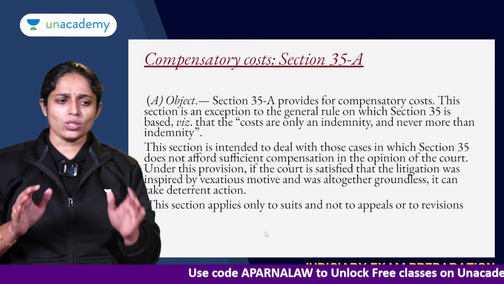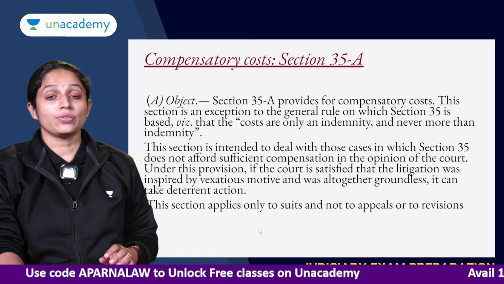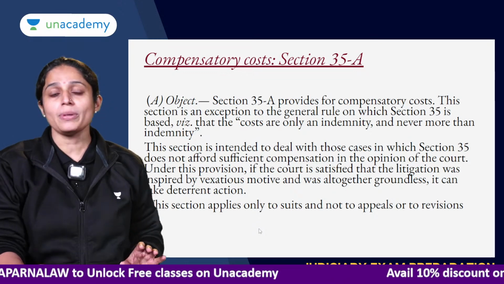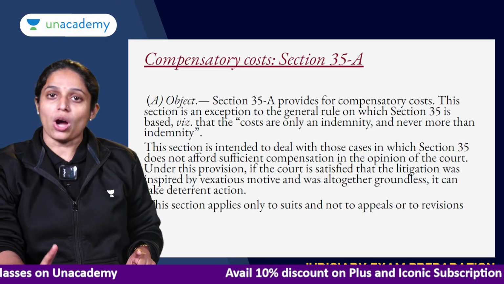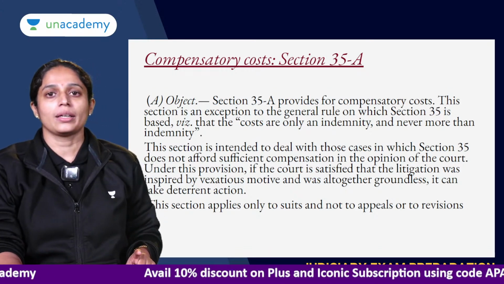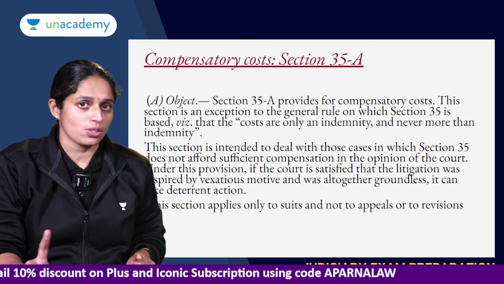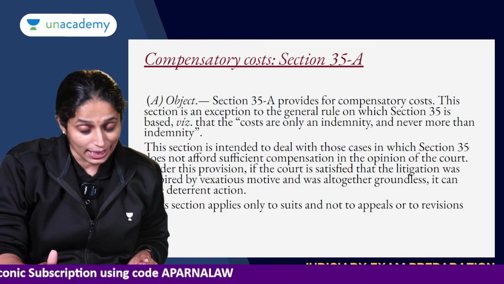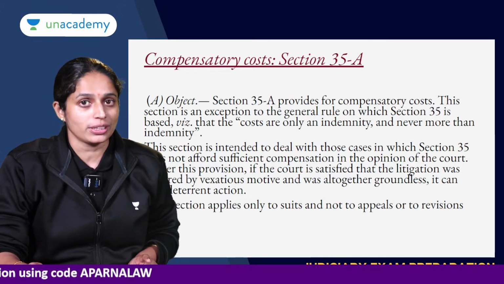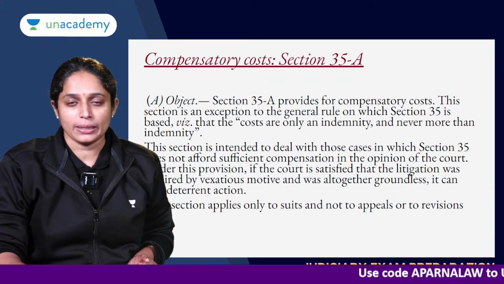See here, what is the object of section 35A? It says that it provides for costs which are compensatory in nature. Here the purpose is to compensate the successful party, because the purpose of general cost is not that. This is added by way of amendment. Earlier section 35A was not there, 35B was not there, but later it was added by way of an amendment.